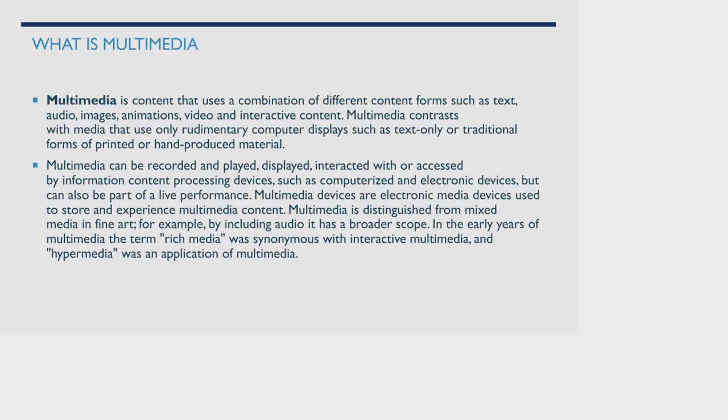Okay, now what is multimedia? Multimedia is content that uses a combination of different content forms such as text, audio, images, animations, video, and interactive content. Multimedia contrasts with media that use only rudimentary computer displays such as text-only or traditional forms of printed or hand-produced material. Multimedia can be recorded and played, displayed, interacted with or accessed by information content processing devices such as computerized and electronic devices, but can also be part of the live performance.